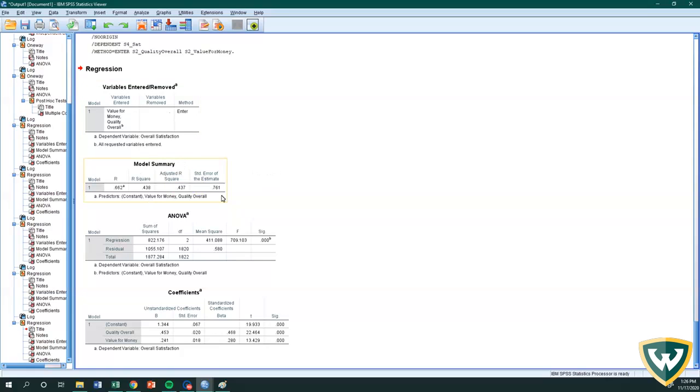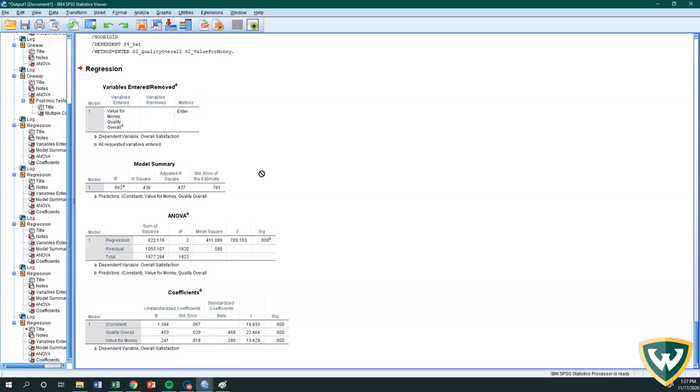In the second table here, I can see my Pearson's correlation coefficient R, and that came out as 0.66. That means that, as you would recall, Pearson's correlation coefficient ranges from -1 to 1. 0.66 is a moderate to strong relationship between my x's and my y. So value for money and quality overall is moderately positively related to overall satisfaction.